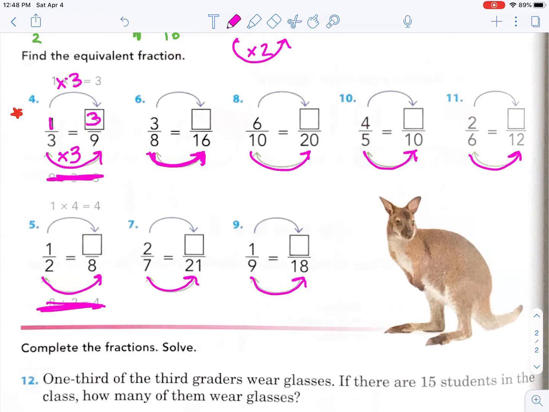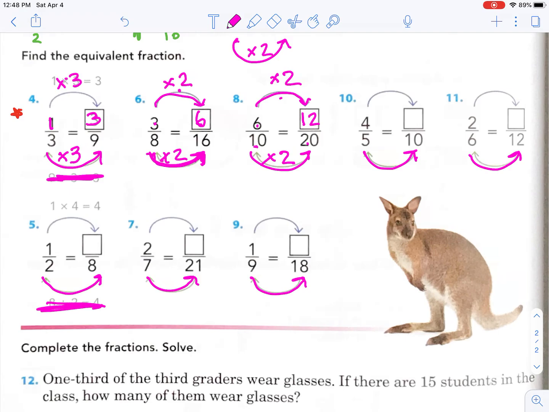8 times what is 16? 8, 16. You can use your fingers. Times 2. 8 times 2 is 16. What you do to the bottom, you also have to do to the top. So what do you put up here? Times 2. 3 times 2 is 6. Excellent. 10 times what equals 20? 10, 20. 2 groups. What you do to the bottom, you also do to the top. Times 2. 6 times 2 is 12.